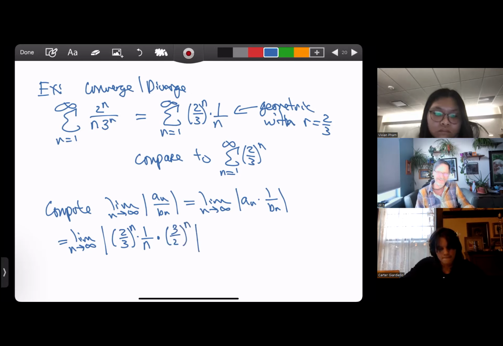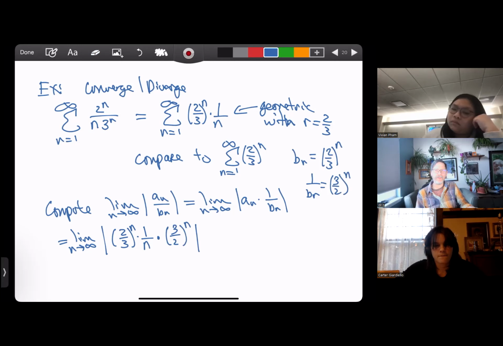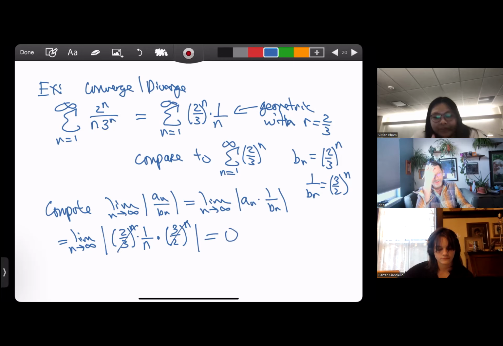Is this computation looking okay? Do you see where I got the 1 over b sub n, because b sub n is (2/3) to the n? So 1 over b sub n is (3/2) to the n. Does that make sense? You just flip it, take the reciprocal. So then what would that limit be? 0. Yes, because these two cancel, and then this turns into 0.